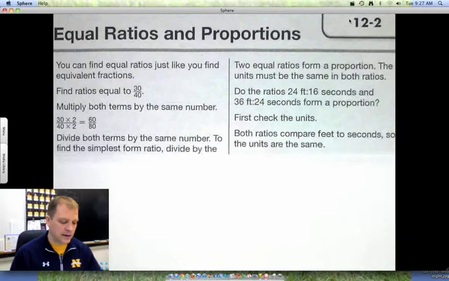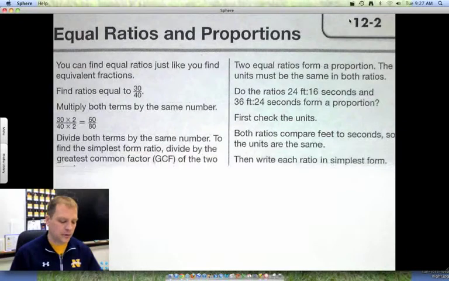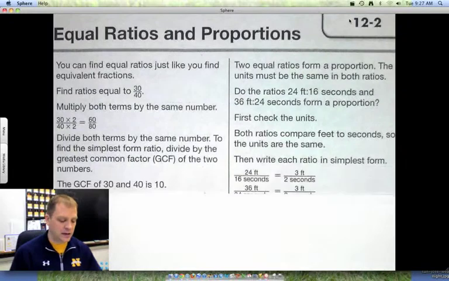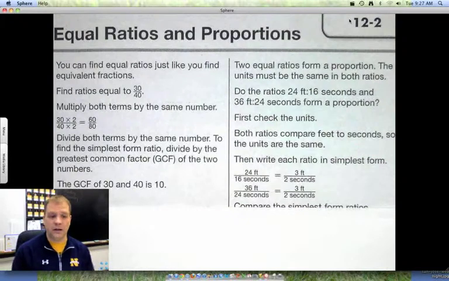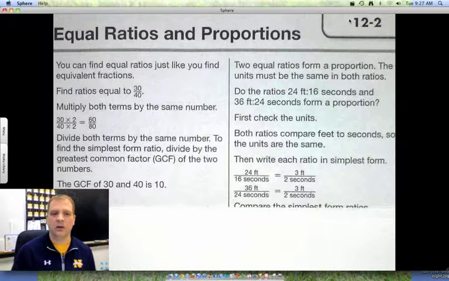We can also divide, if we are allowed. In this case we are. We can divide both terms by the same number. To find the simplest form ratio, divide by the greatest common factor of the two numbers. So in this case, the greatest common factor between 30 and 40 is 10. So 30 divided by 10 equals 3. 40 divided by 10 equals 4. So 3/4 is also an equal ratio to 30/40ths.